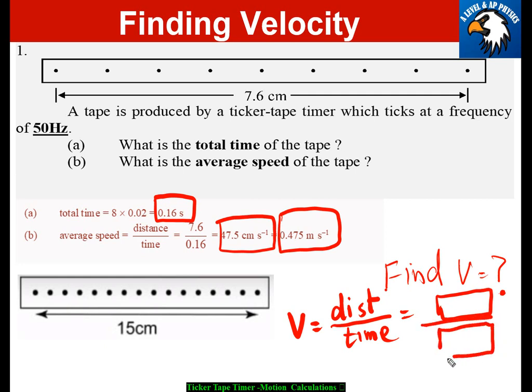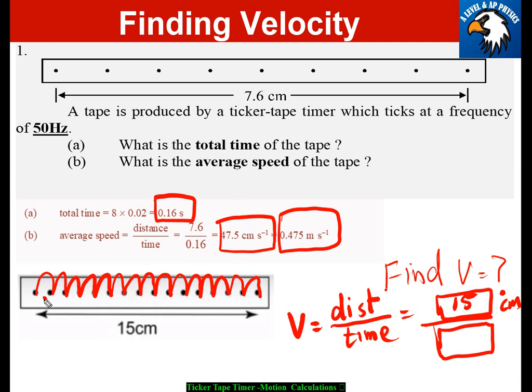So here is time. The displacement is given to us, that is equal to 15 centimeters, so I will write down centimeters here. How many ticks are here? We need to calculate time, so we need to count the number of ticks. 2, 3, 4, 5, 6, 7, 8, 9, 10, 11, 12, 13, 14, 15.